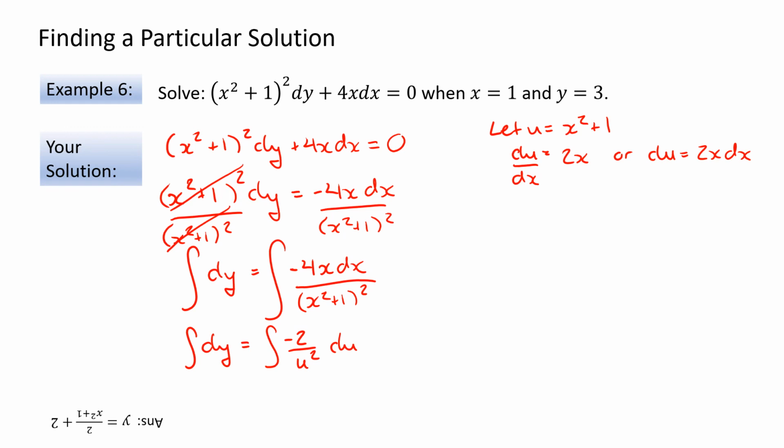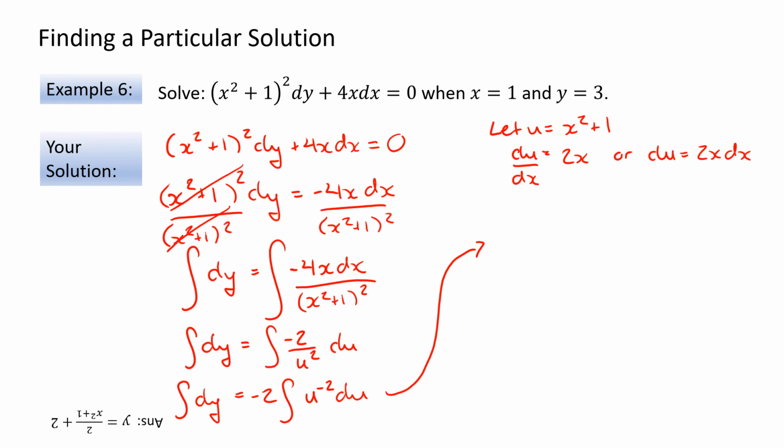Now, the last thing I like to do, if you remember, is always take the constant out. So we have the integral of dy is equal to negative 2 times the integral of 1 over u squared du. Alternatively, instead of 1 over u squared, you can write it as u to the negative 2 du, moving that term into the numerator. I like to do that to make the integral process easier, because you can use the power rule directly.